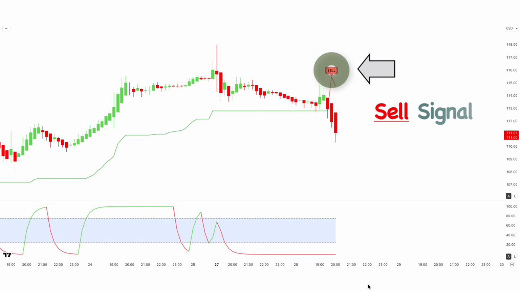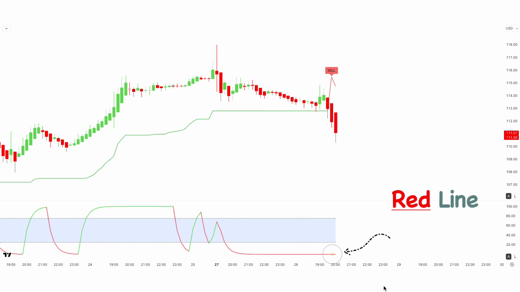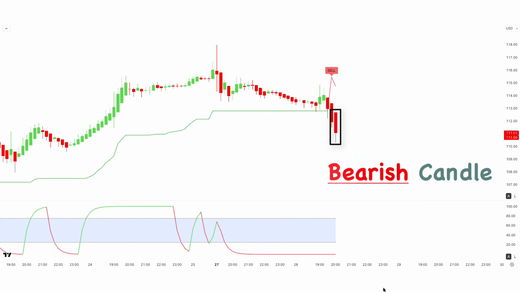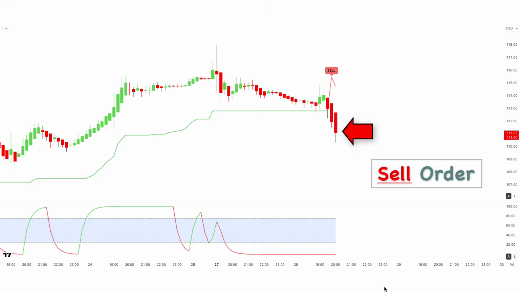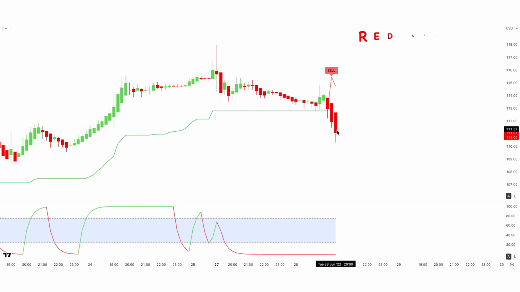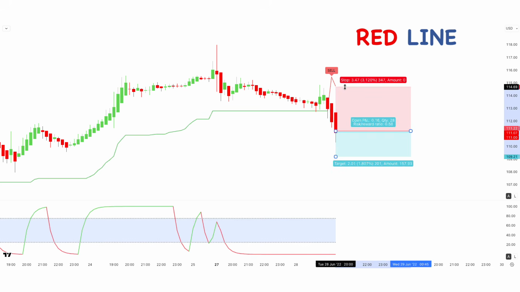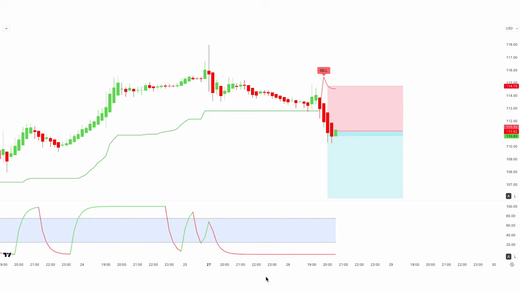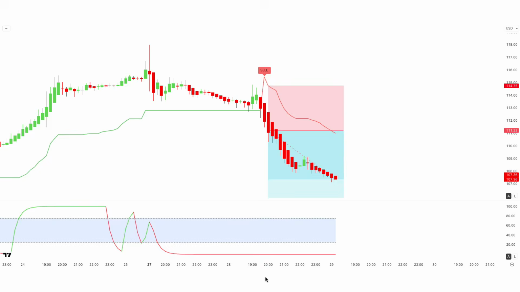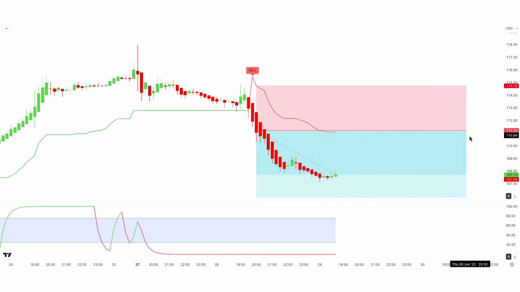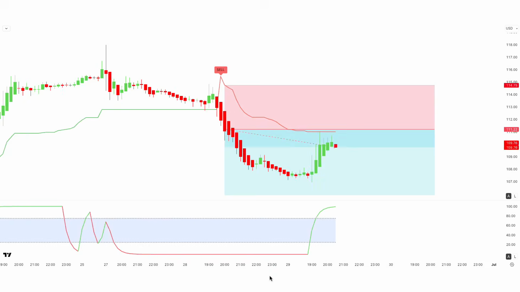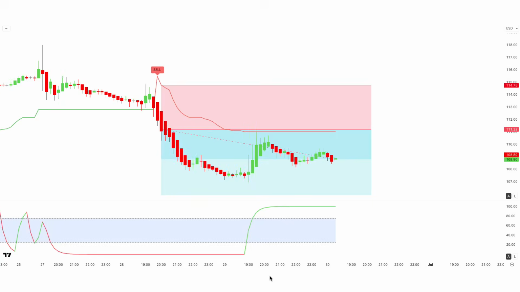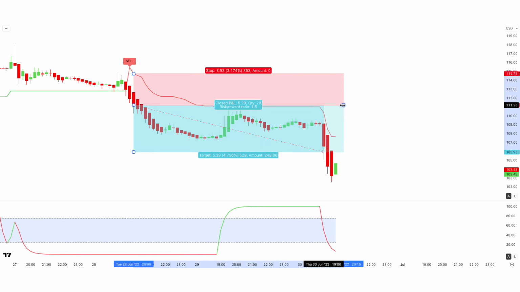Let's see how we use these trading setups. When the ATR Stop Classic arrow of this indicator is a sell signal, when the red line of the STC indicator is below the blue area, when the market forms a bearish candle, if this condition is fulfilled, then we will place a sell order. Our stop loss is to be placed at the red line. And the risk to reward ratio will be 1:1.5. The market has completely hit the target.